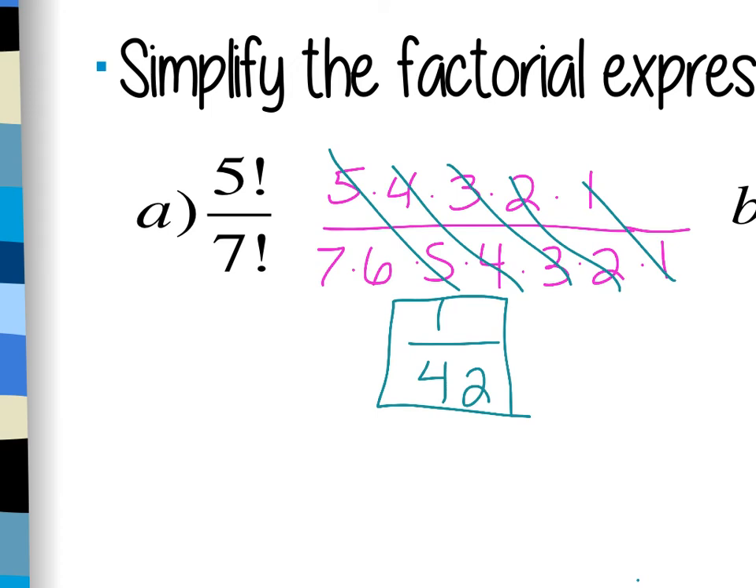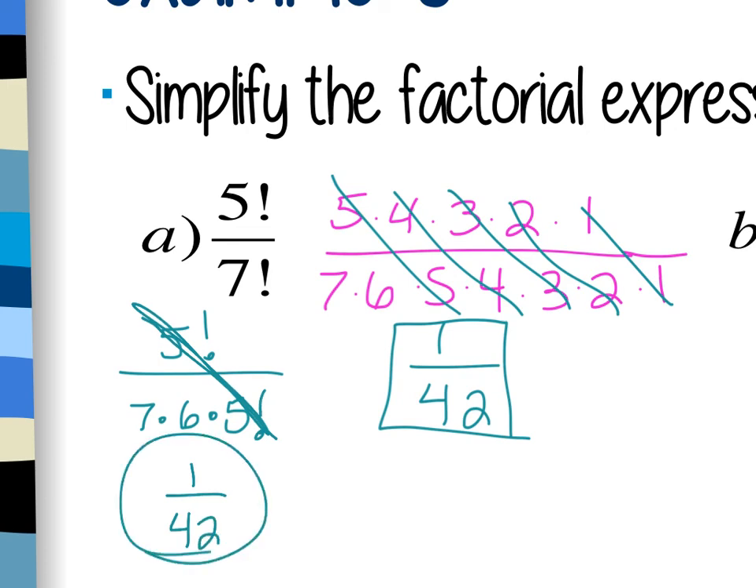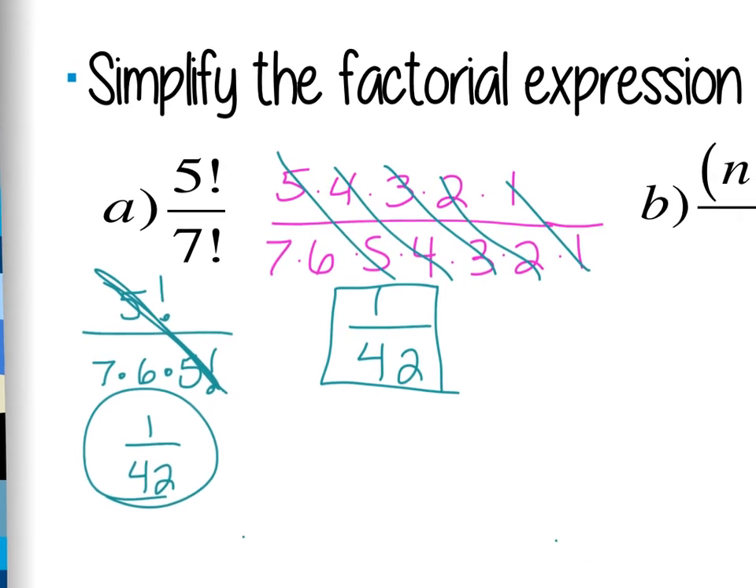It's even faster if you look at the two and take the larger number and break it down until it hits the smaller one. So I would leave 5 factorial as 5 factorial, and I would say that 7 factorial is actually 7 times 6 times 5 factorial, because that would be 5 times 4 times 3 times 2 times 1. Then all you have to do is cancel those out, and it's 1 over 42. So the shortcut or the rule is that you take the larger, break it down until it hits the smaller, and then you can cancel the smallers out. Does that make sense? Okay. Saves you a lot of work.